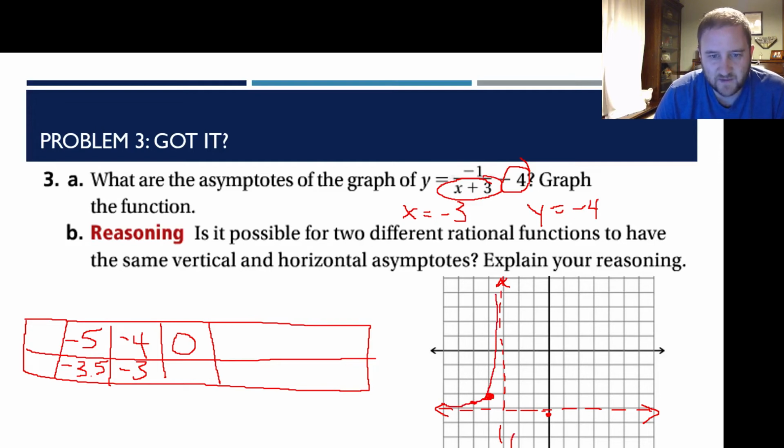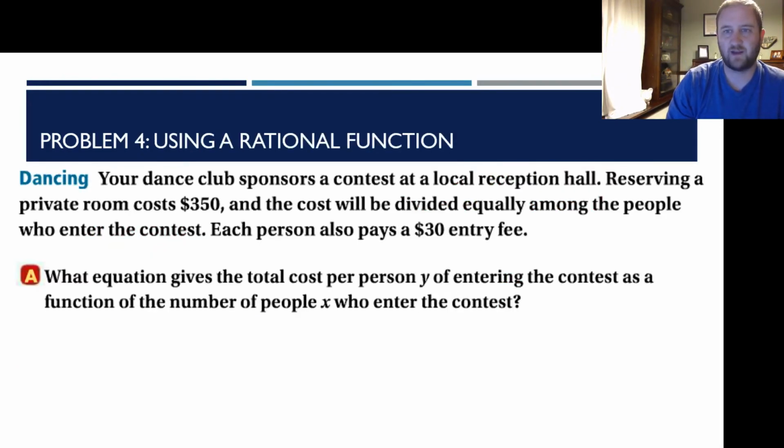And then our other side, we can just kind of plug in. It's going to look something like that. It doesn't have to be perfect. But you can kind of see based on the asymptotes what the graph is going to look like. And I'm going to show you something here in the next problem that's going to make this a little bit easier too.